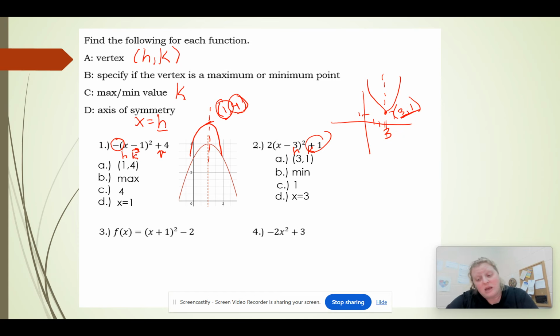So number 3, that +1 means go left, and then we go down 2. That will put you at -1, -2, and that's your vertex. Now there's no negative out front, so this graph is going to be a smiley face, which means my vertex is a minimum. And the lowest that this guy goes is going to be -2. And your axis of symmetry is going to go straight down through your h value, which is -1.